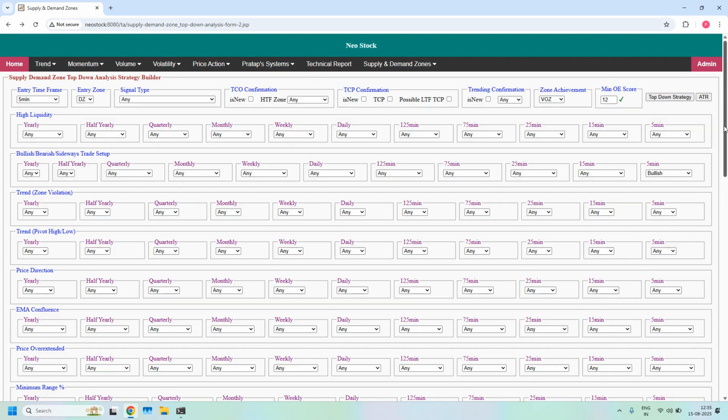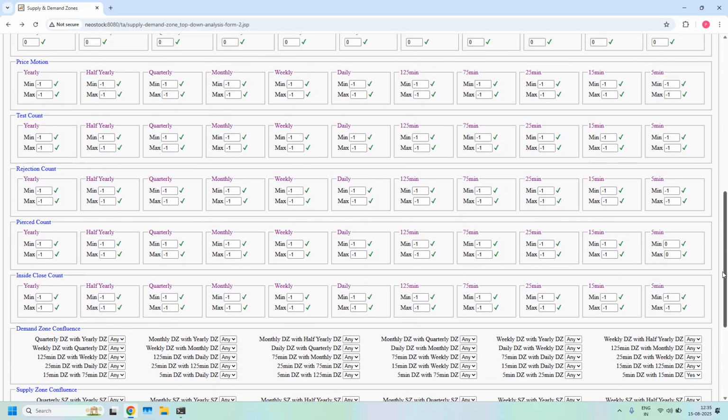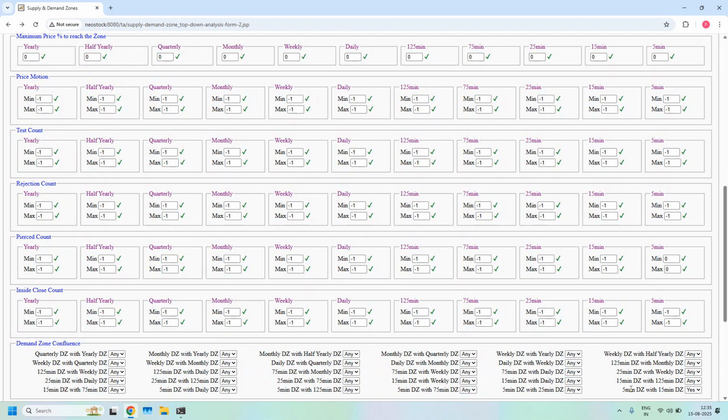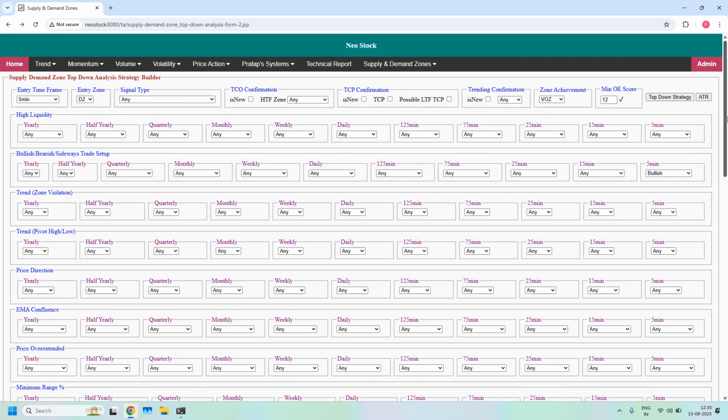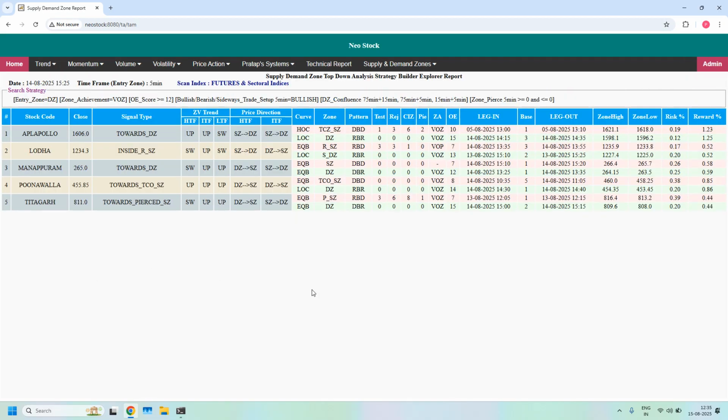I removed the EMA filter. In the demand zone confluence, 3 filters we have to set. First one is already enabled. Next, 5 minutes and 75 minutes, 15 minutes and 75 minutes demand zone confluence. With all the 3 filters, we got 5 stocks. In all the 5 stocks, these 5 minutes demand zones overlapped with 15 minutes demand zone. Both together again overlapped with 75 minutes demand zone.